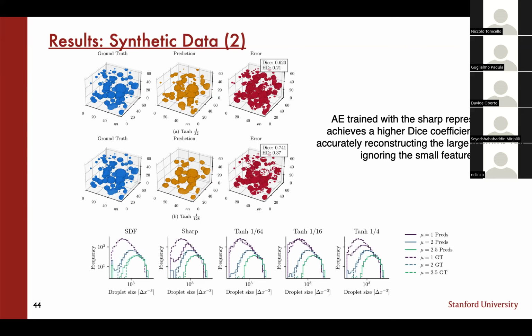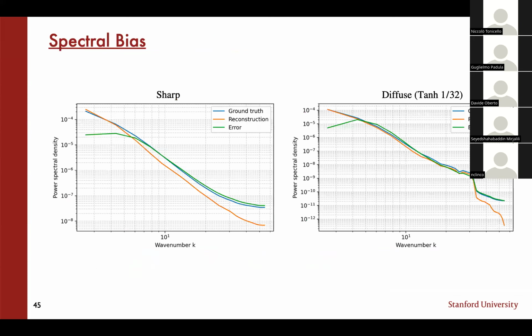And we see the same thing when we look at the PDF of the droplets. We see that overall this more diffuse representation is capturing the most complex data set shown in purple. But this is the only one that's capturing this. The other representations fail. So overall, it seems that a slightly diffuse interface representation is giving us the best. And the explanation is basically based on spectral bias.